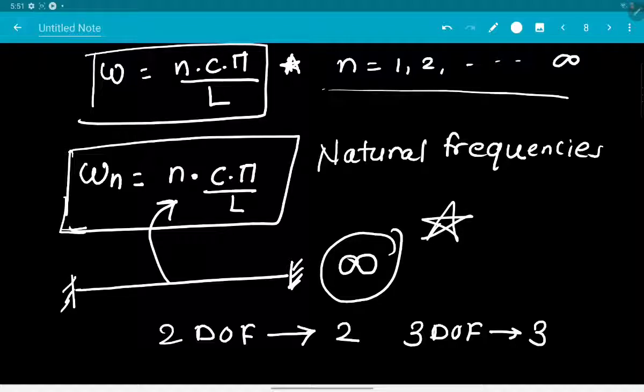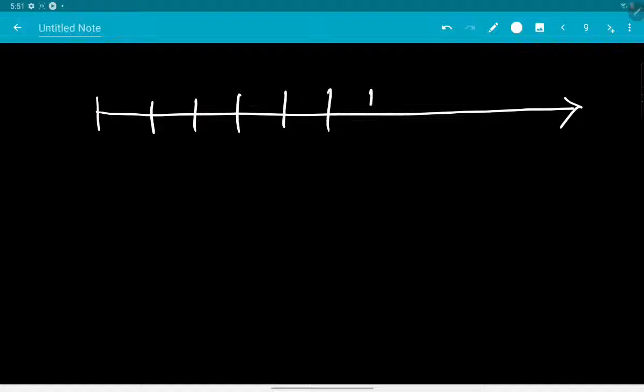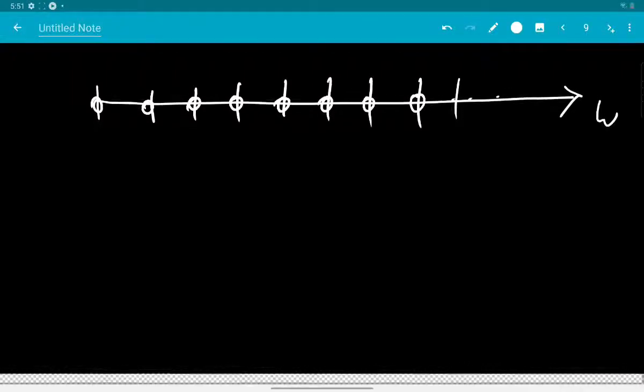However, all these infinite natural frequencies are discretely spaced. So it's like on this axis you have infinite natural frequencies. So let's say this is the omega axis. These frequencies are located at discrete locations, but they are infinite in number, because you have a continuous system, which is nothing but a system with an infinite number of degrees of freedom. So as many degrees of freedom as you have in your system, that many natural frequencies you are going to get. That's why we are getting an infinite number of natural frequencies.